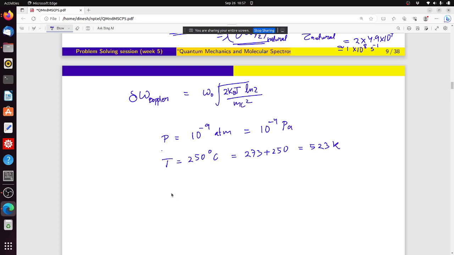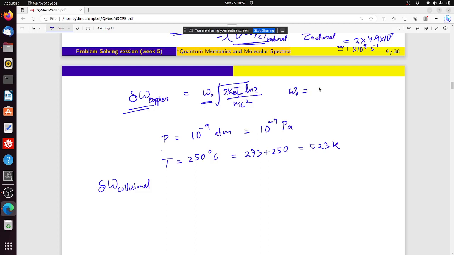Why do we need this? We need this to calculate this collisional line width. Okay, so let me first calculate this Doppler line width. To calculate this, we need temperature and this omega naught. So let me calculate this omega naught first.